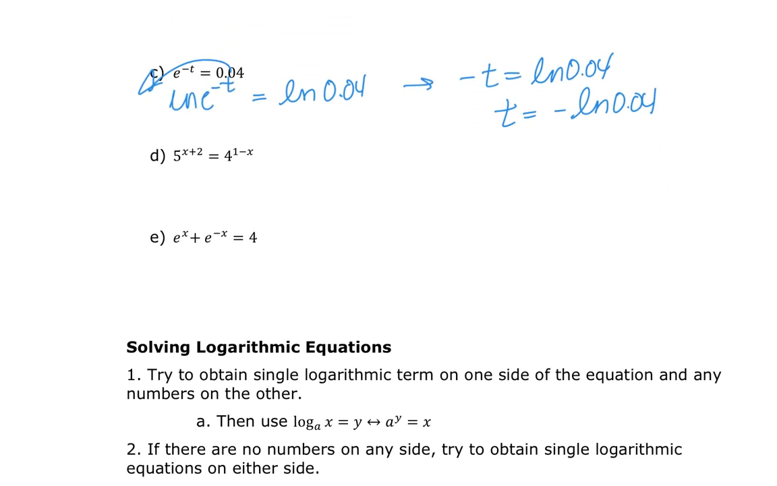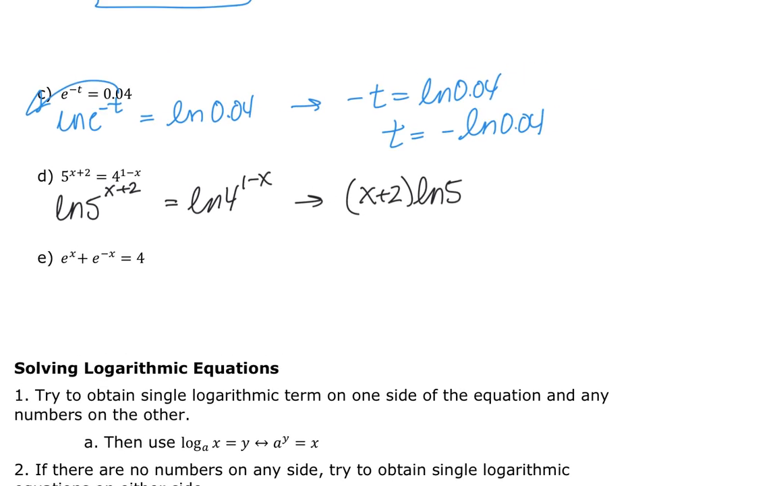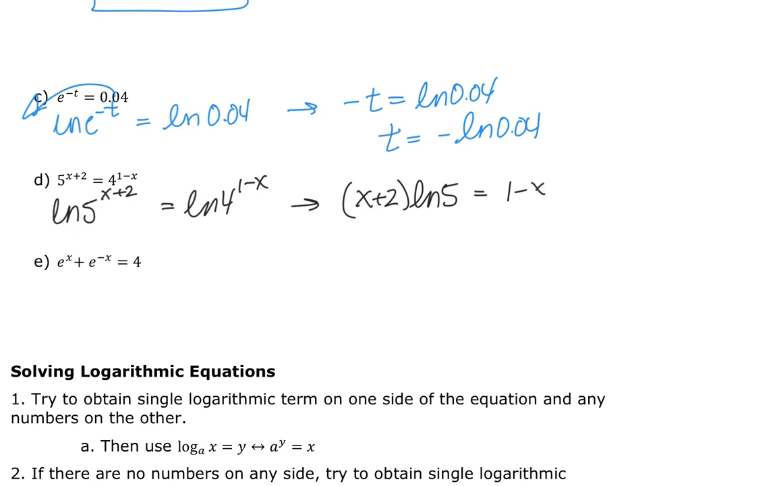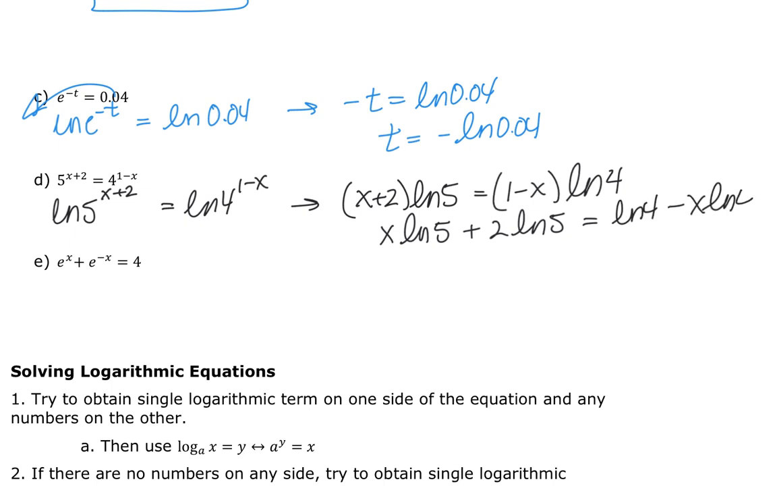Similarly, I'm going to do the same thing here. I'm going to take the natural log of 5^(x plus 2) is equal to the natural log of 4^(1 minus x). That x plus 2 comes down out front as a multiplier, the natural log of 5. And the 1 minus x also comes down out front as the multiplier. I'm going to distribute the natural log of 5 through, so I have x times the natural log of 5, plus 2 times the natural log of 5. On the other side, I'm going to do the same thing. So I'm going to have the natural log of 4 minus x times the natural log of 4.